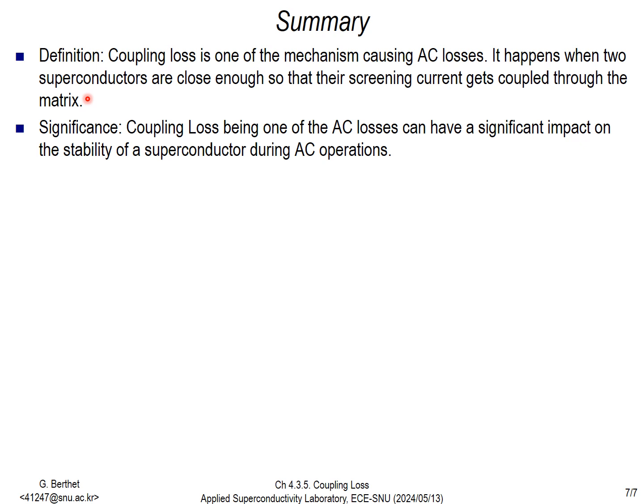It happens when 2 superconductors are close enough so that their screening currents get coupled through the matrix. Coupling loss, being one of the AC losses, can have a significant impact on the stability of a superconductor during AC operations.